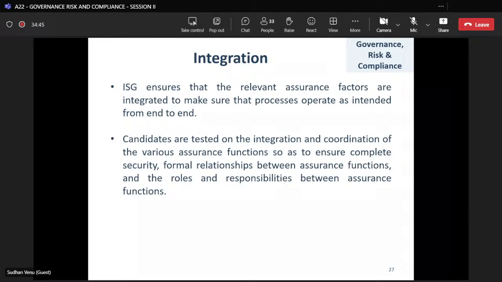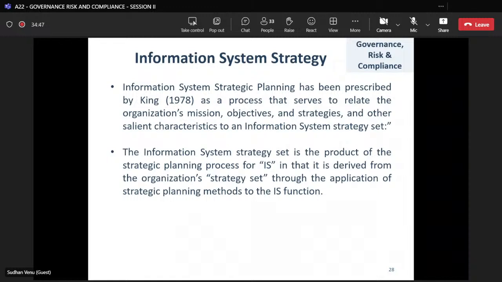And this is for information security strategy, and the previous one was for information security governance. When we get the outcomes, the strategy alignment, we implement those strategies in the information systems. It is for the planning prescribed by King 1978, the process that relates the organization's missions, objectives, strategies, and other salient characteristics to the information system strategy set.